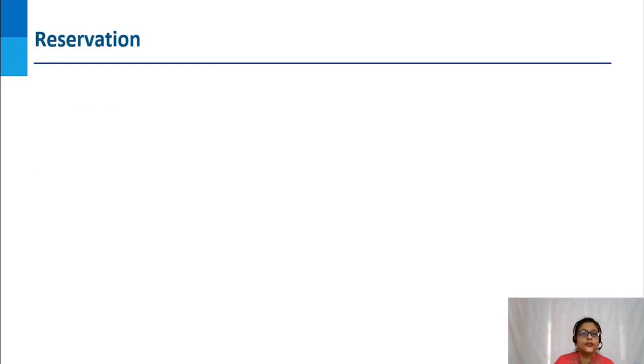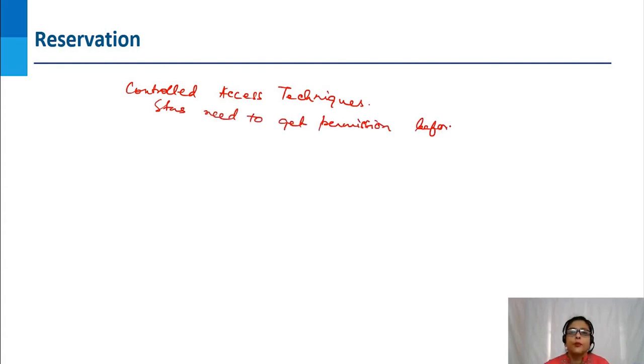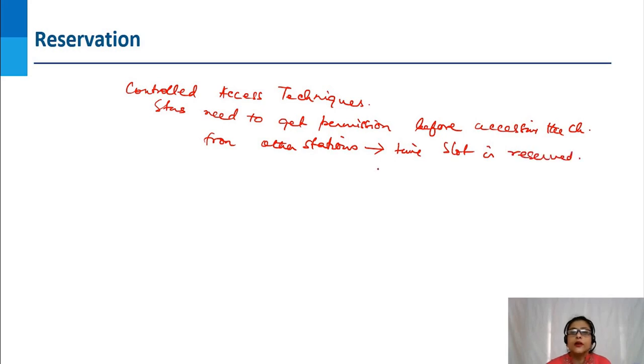So what is reservation? In controlled access techniques, the stations need to get permission from other stations before accessing the channel. In the reservation type of control access technique, a particular time slot is reserved and a reservation frame precedes the data frame. Let's look at it with the help of this example.